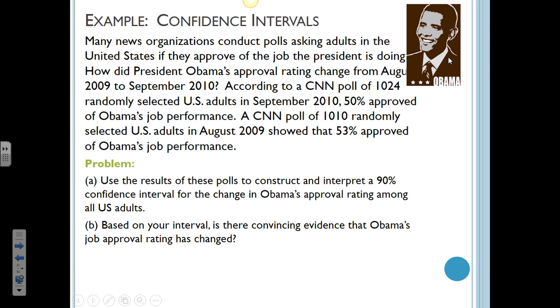So what we're assessing here is that we have 2 different samples. You understand that there are 2 different samples and they're independent. Why are they independent? How do you know that one doesn't affect the other?